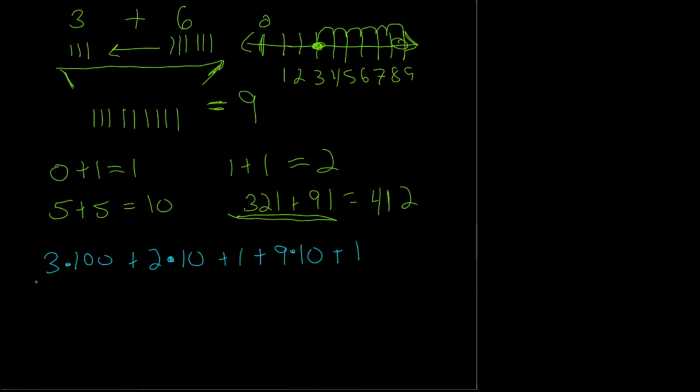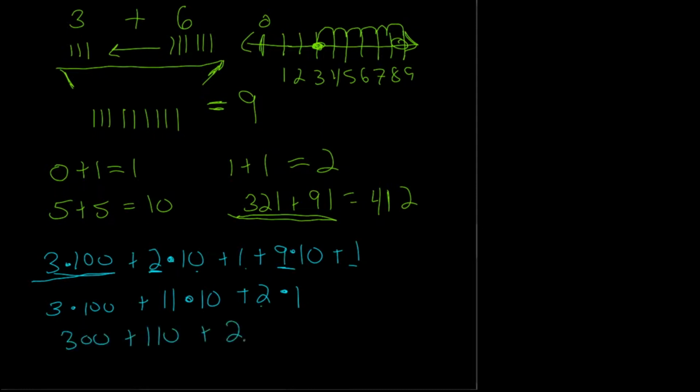Alright, so if I look at all the 100s, I only have 3 100s. I have 2 10s and 9 10s. So altogether, I have 11 10s and 1 1, or 2 1s, plus 2 1s. There's a 1 and there's a 1, so I have 2 1s altogether. So that means I have 300 plus 110 plus 2, or 412.